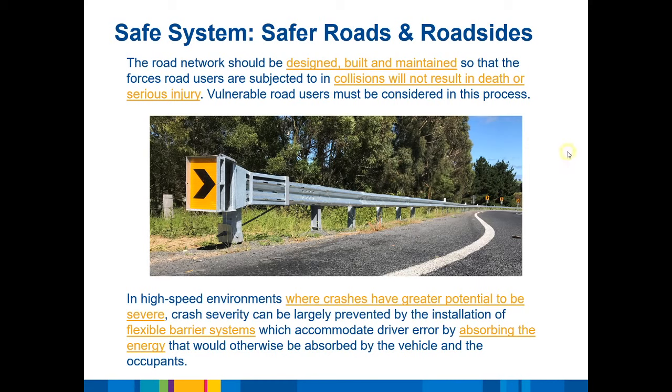So in thinking about roads and roadsides, we know that the road network should be designed, built, and maintained so that the forces that road users are subject to in collisions should not give them a death or a serious injury. We also want to consider vulnerable road users by this. By vulnerable road users, we mean cyclists, pedestrians, even motorcyclists. These are people who are offered no protection because they're not surrounded by a metal box filled with airbags and crumple zones. Anything that happens to them is just going to happen directly to their body.